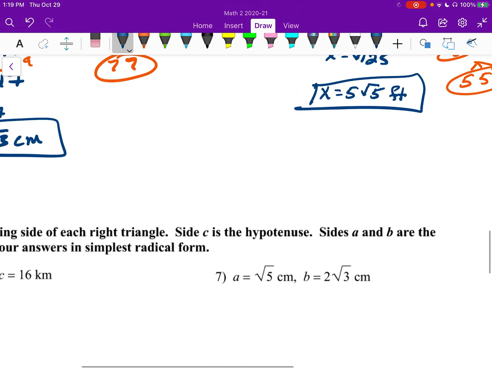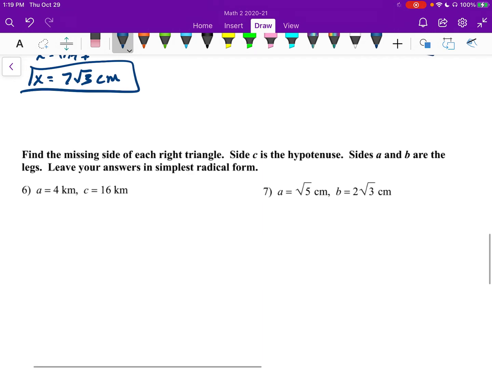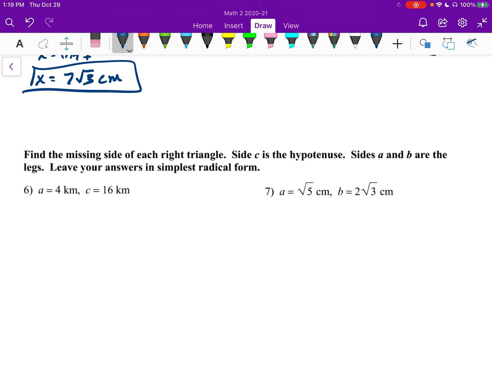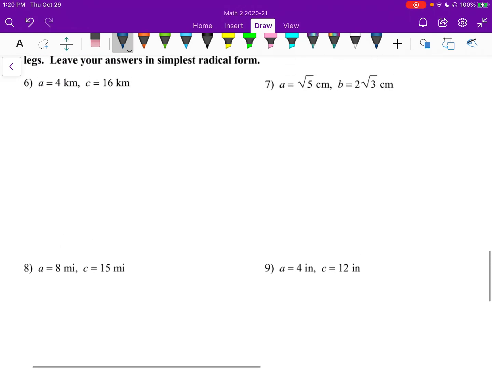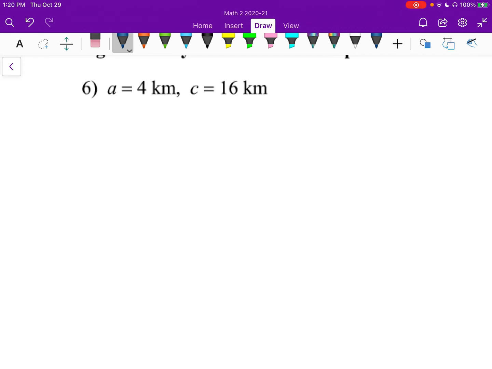All right, number 6. Ooh, what does this say? Find the missing side of each right triangle. Side C is the hypotenuse. A and B are the legs. Leave your answers in simplest radical form. So these last 4 problems, the only difference is that we don't have a picture. They tell us what A and B are, or what A and C are in number 6's case. So we're going to say, well, 4 squared plus, we'll call it x squared equals 16 squared.